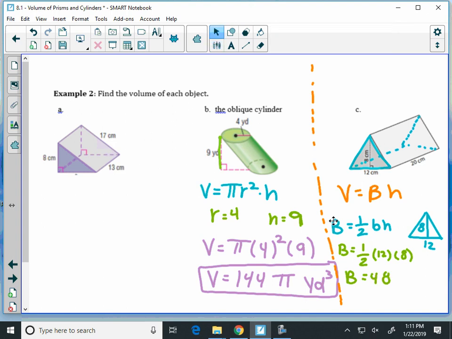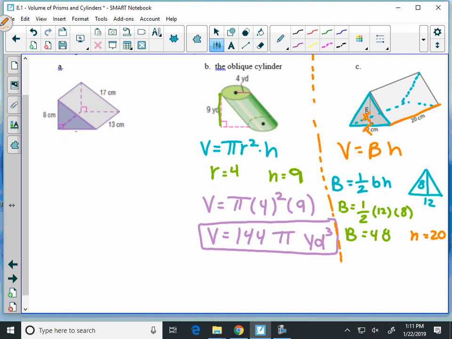Now go back to the entire figure. What's the height of your entire figure? What's connecting your two bases? 20. Another way of looking at it: we already used 12, we already used 8. The only other measurement is 20, so that has to be your height. So then plug it into the volume formula. Big B times H, so 48 times 20. What do we get when we do 48 times 20?